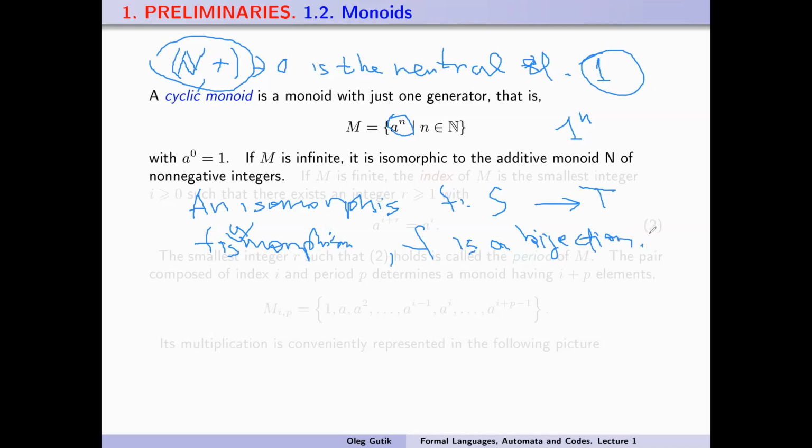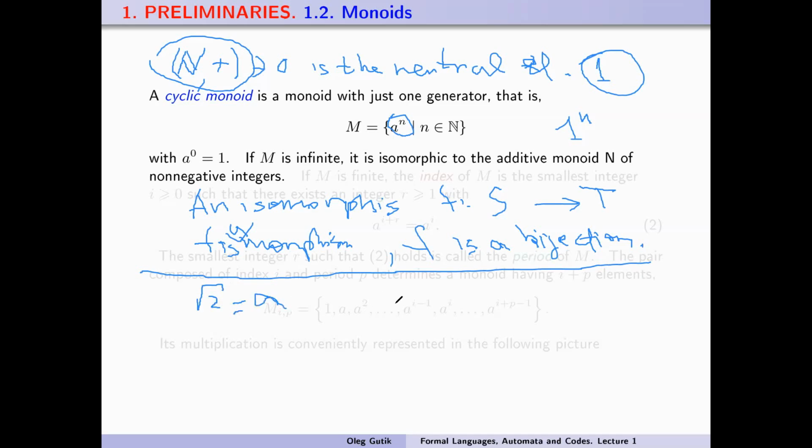So, in other words, an isomorphism is a bijective homomorphism. Next, we give an example of an isomorphism. We fix any positive real number, for example, the square root of 2.